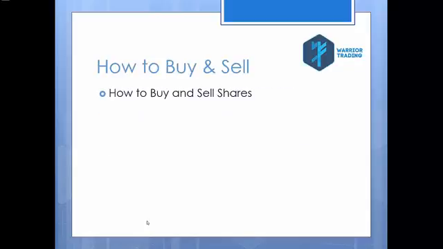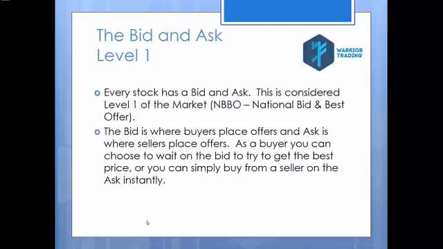All right, so now how to buy and sell. This is obviously important. When you're looking at your broker window, you should have a level 1, which is the bid and ask. Every single stock has a bid and ask. That's the level 1. The bid is where buyers can place offers to buy shares, and the ask is where sellers can place offers to sell their shares. So the bid and the ask is where the buyers and the sellers come together.